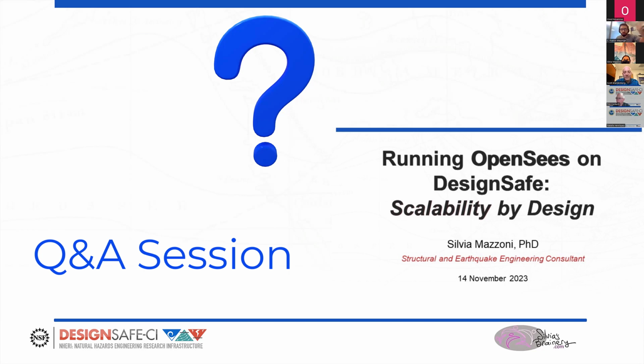Hi, thank you for your presentation. I have a specific question. I'm using OpenSeesPy to run uncertainty propagation analysis and parametric analysis, but I'm using the parallel computation tools that are available in Python as an external tool. Can I run this on DesignSafe or not?